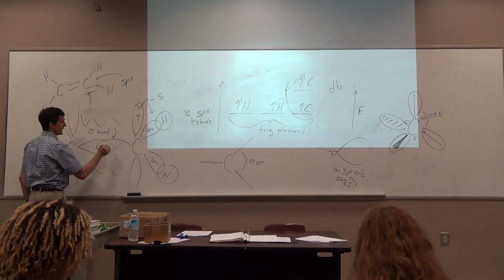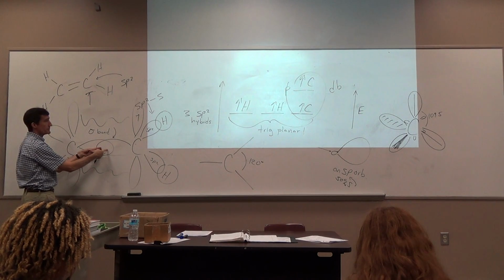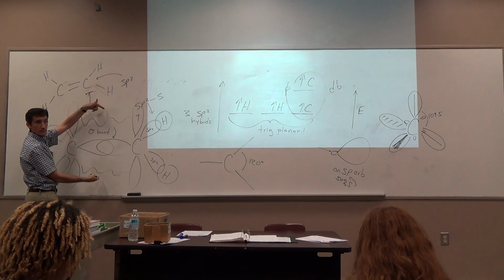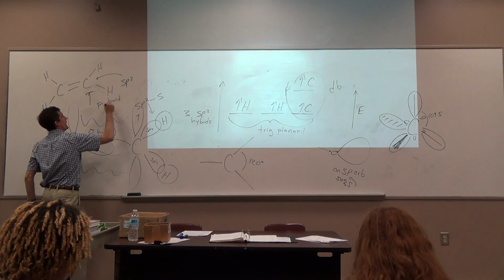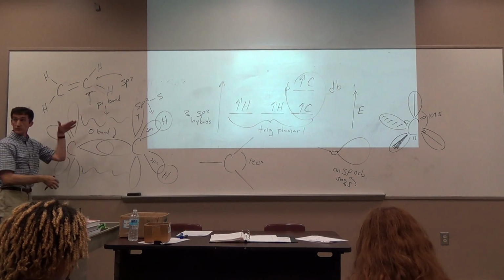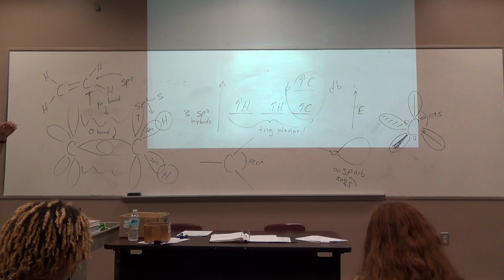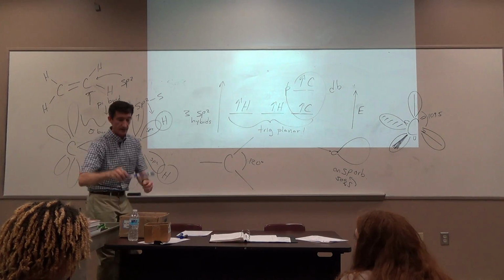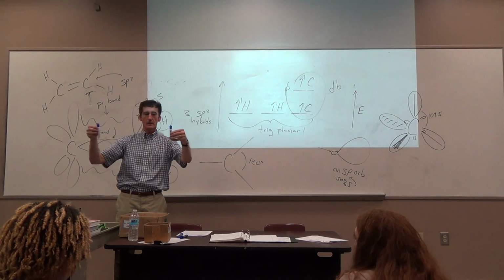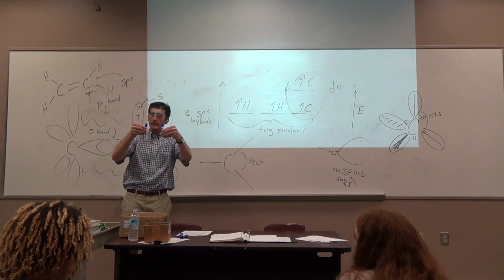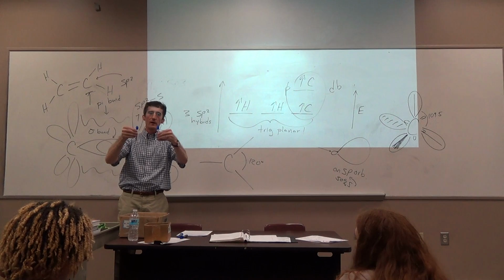So we have a sigma bond, head-to-head, using hybrids. And then what else do we have between the carbons? A pi bond, using the p orbitals that were left over. That's side-to-side overlap, not head-to-head. Now you may say, well, how do they bond?